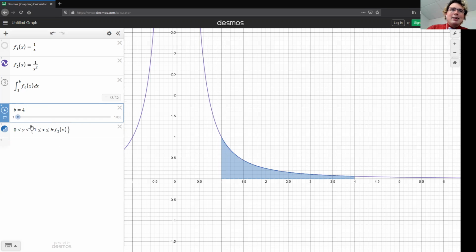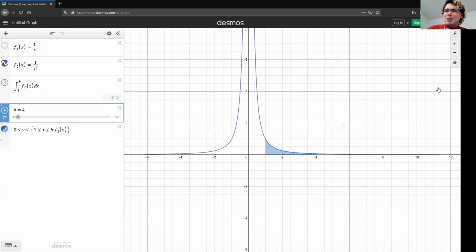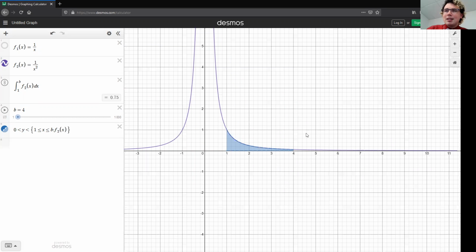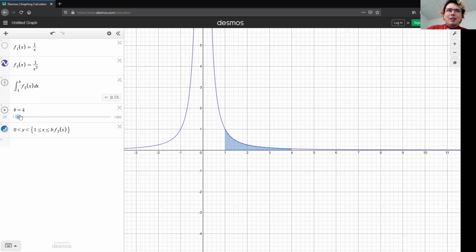And I can keep moving my slider outward. I'll zoom out a bit so you can see the function here. So as I move this out, I have filled in more of the area blue. So between 1 and 10, there is 0.9 units of area. Between 1 and 103, there's 0.99 units of area.